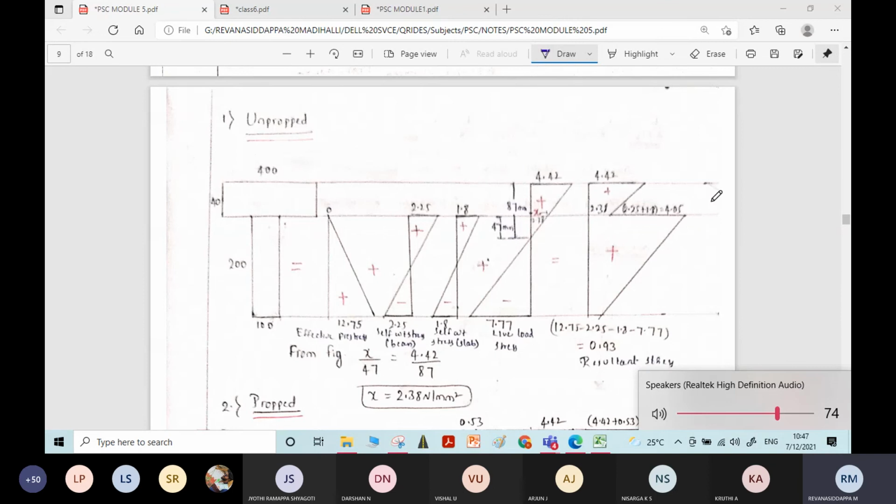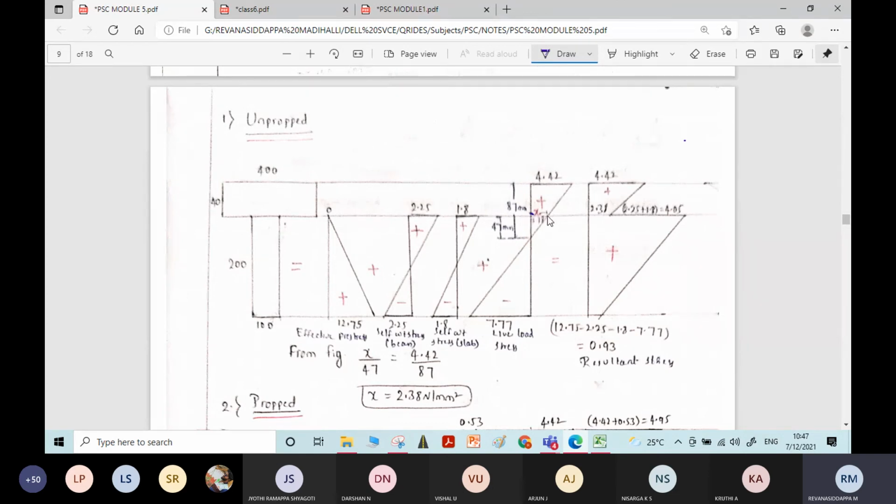Okay. I hope you all understood all these four diagrams. After writing the diagram, when you write the stress distribution for the full height of the T beam, then you need to calculate the resultant stresses at the top fiber of the beam. You need to calculate this length.